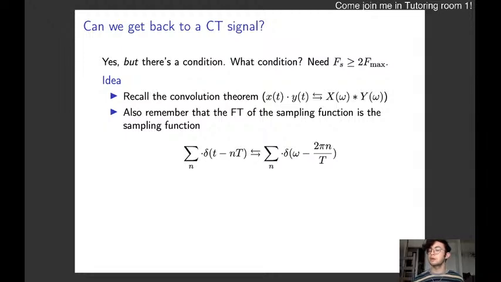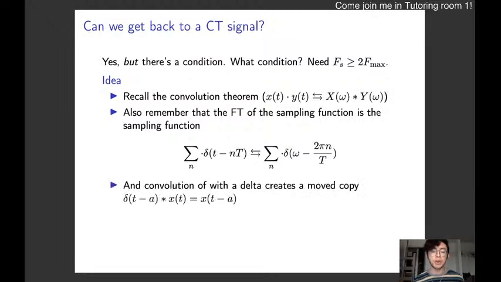And we also know that if we convolve a signal with the Dirac delta, particularly one that's shifted over, then we'll also get a copy of the original. We'll get the original signal, but shifted by the same amount as that delta function.